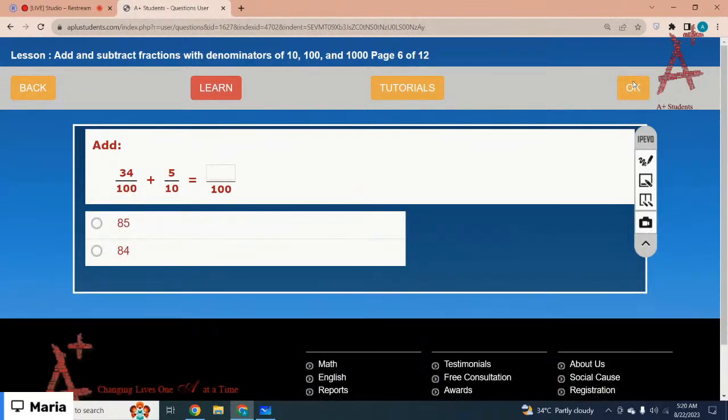34 over 100 plus 5 over 10. So which is the correct option? It would be 84 over 100, because you have to multiply 5 times 10, right? And 50 plus 34 is 84. So the correct option is 84 over 100, right?